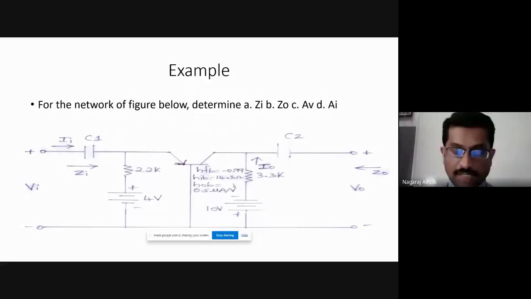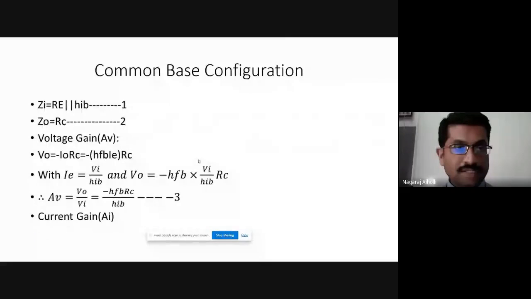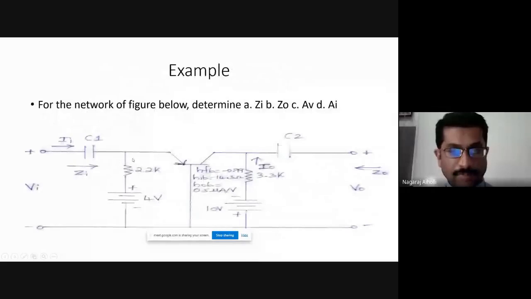ZI, just now we derived the formula. ZI is RE parallel HIB. RE is the emitter resistance, this resistance 2.2K. HIB is given here, 14.3 ohms. So 2.2K parallel with 14.3 ohms is how much?